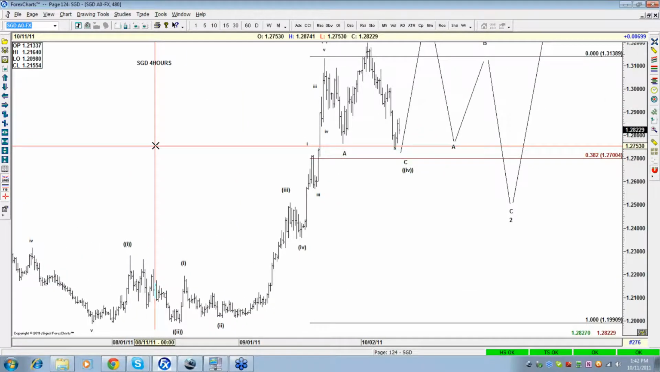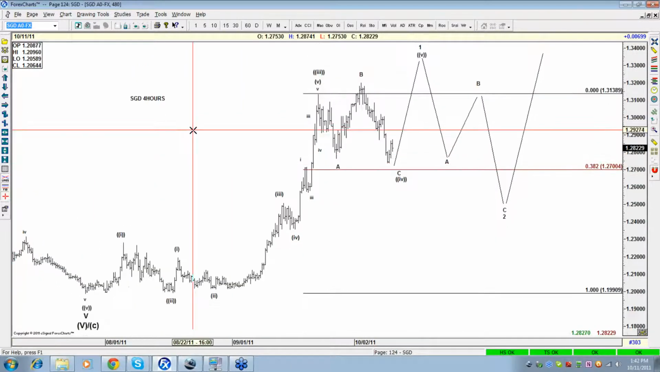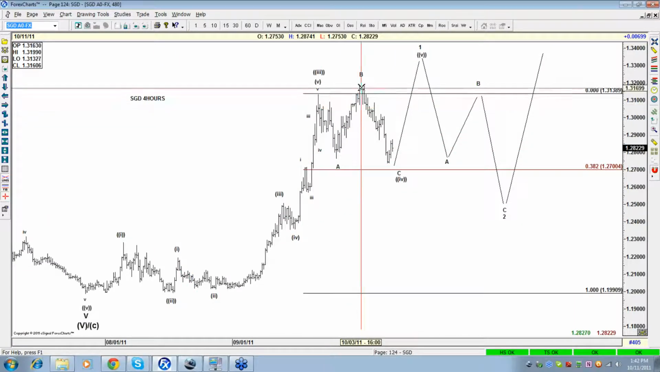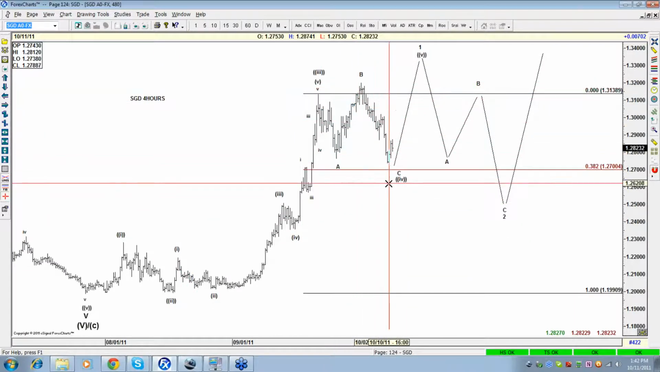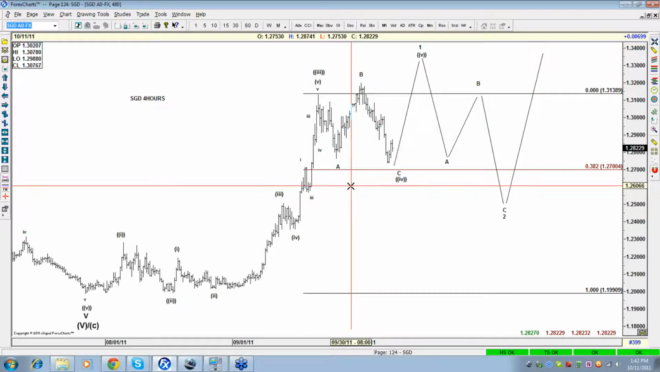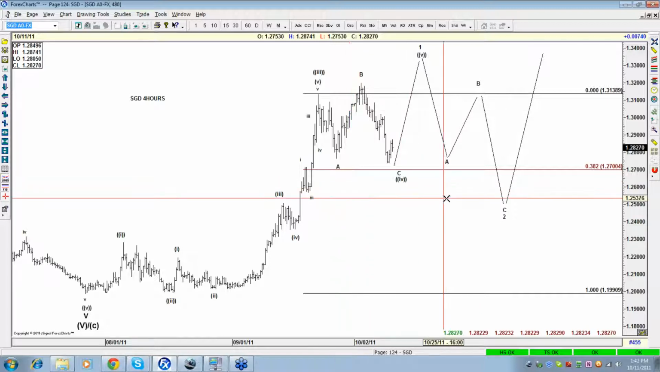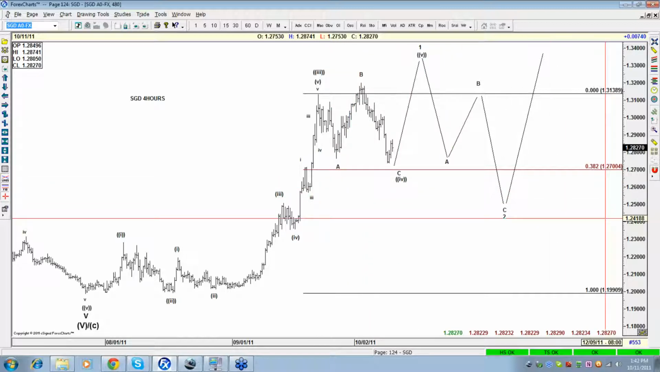This is the Singapore dollar right here. It looks like it's in a flat wave 4. A new low in the dollar also will make the next scenario possible. And you know the trade that everyone should be taking is selling the dollar after three-way strength, if that's the case.